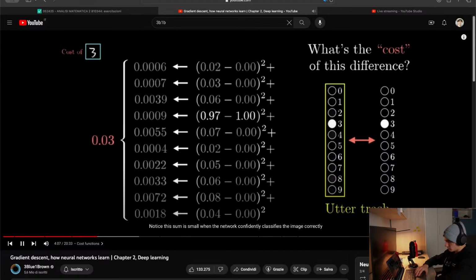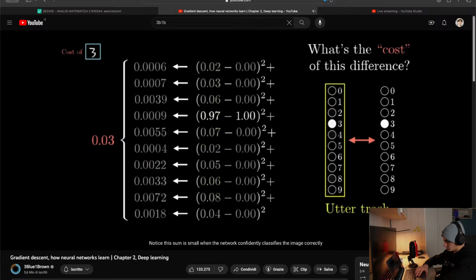Notice, this sum is small when the network confidently classifies the image correctly.